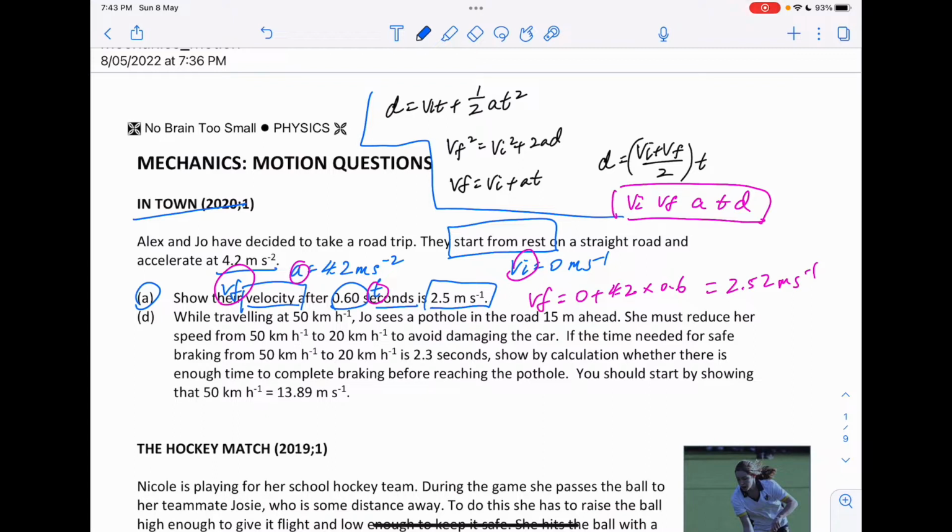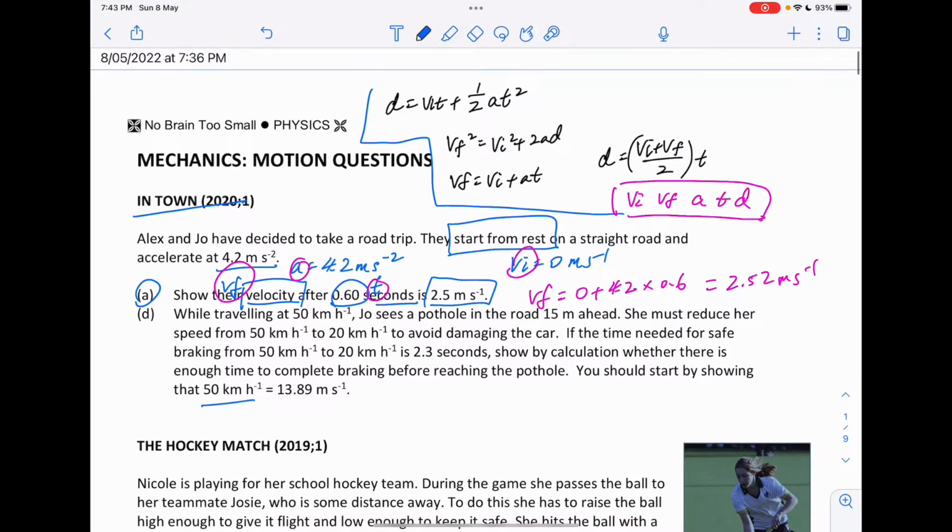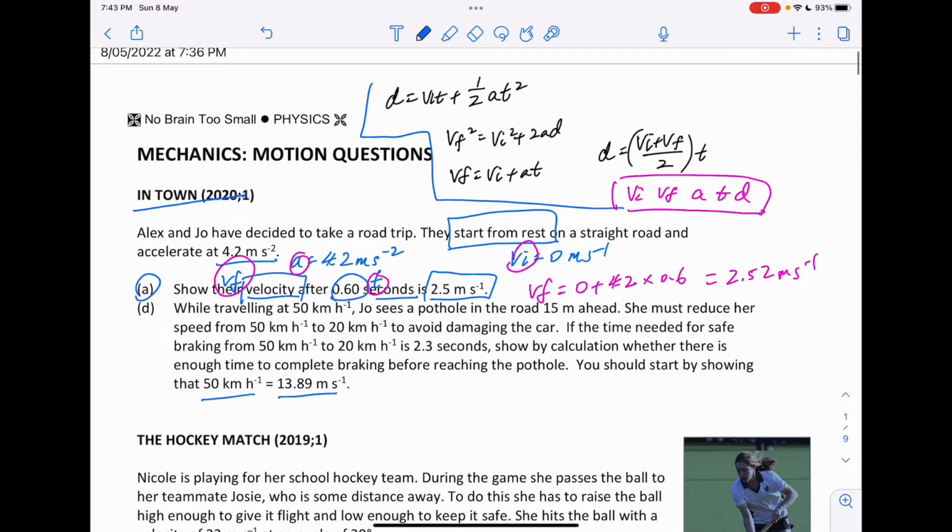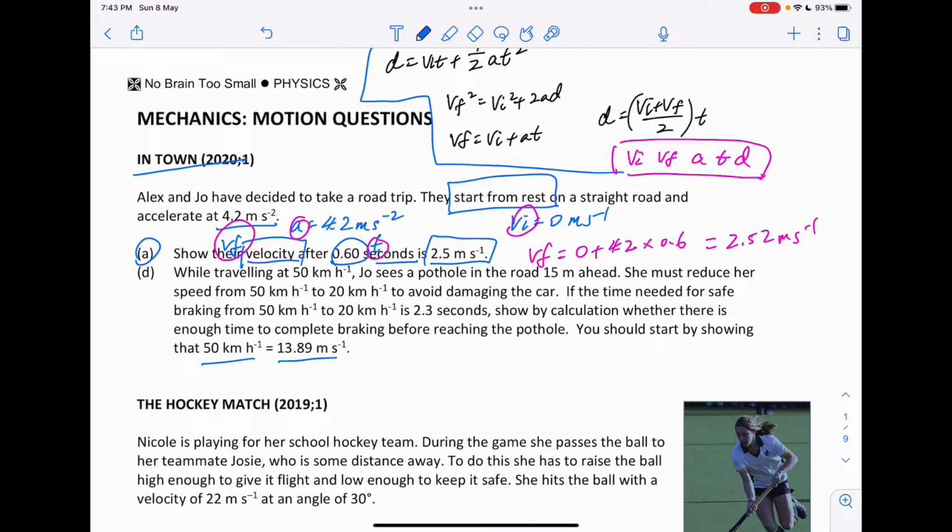They told us that we should start by showing 50 kilometers per hour equals 13.89 meters per second. So we should do that, right? I think many of you have learned this in math. 50 kilometers per hour is 50 kilometers divided by 1 hour. And how many meters does 1 kilometer equal?